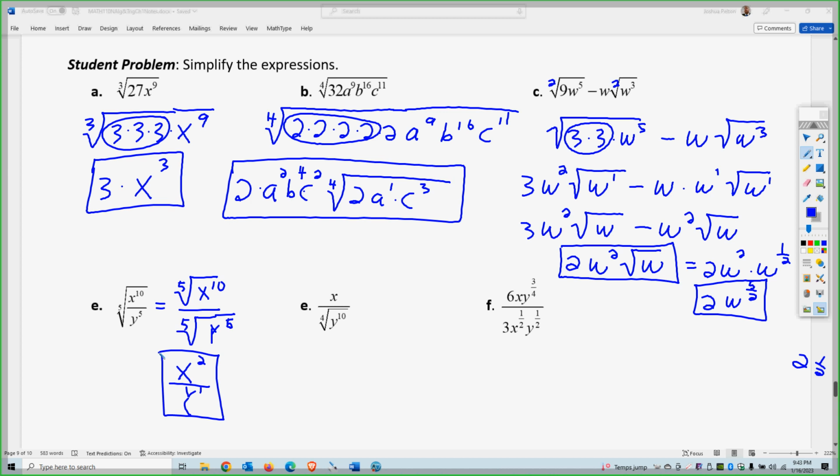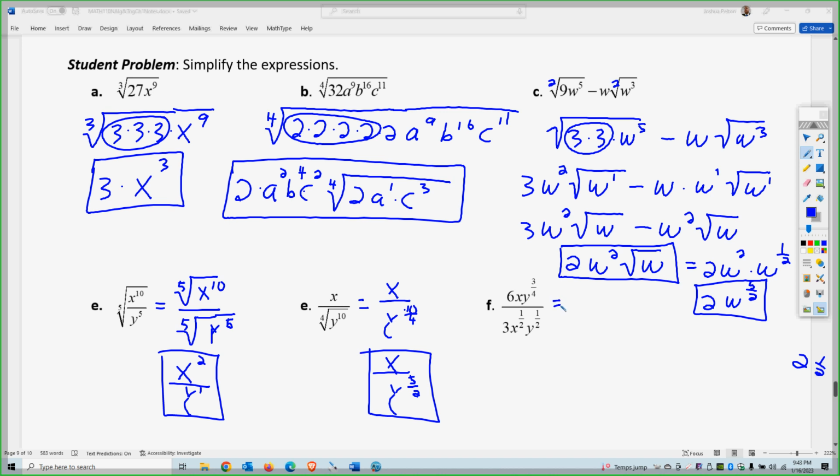So this one, you can do the division thing we just did, or you can simply rewrite it in exponent notation. So it's x over y to the 10 over 4, or x over 10 fourths is really 5/2. Okay. All right.